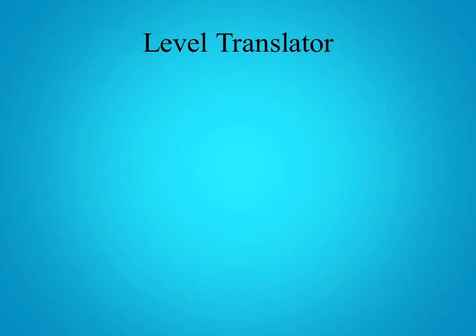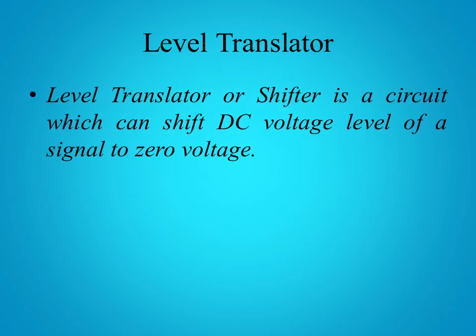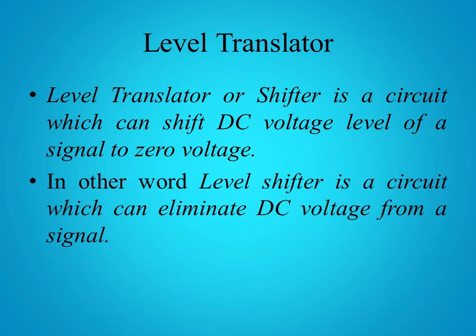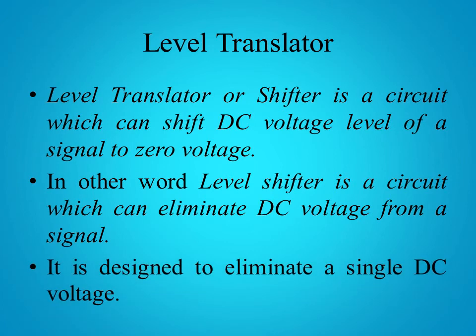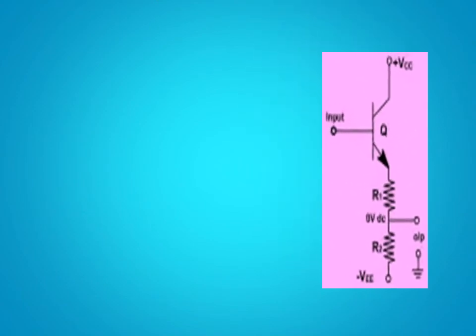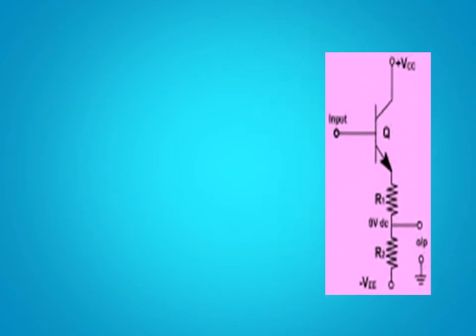So now what is a level translator? A level translator or shifter is a circuit which can shift the DC voltage level of a signal to 0 volts. In other words, a level shifter is a circuit which can eliminate the DC voltage from a signal. It is designed to eliminate a single DC voltage. So this is basically a level shifter diagram.